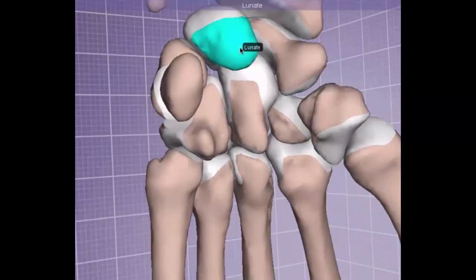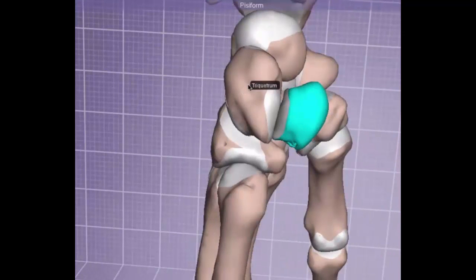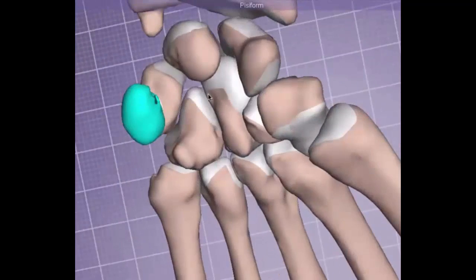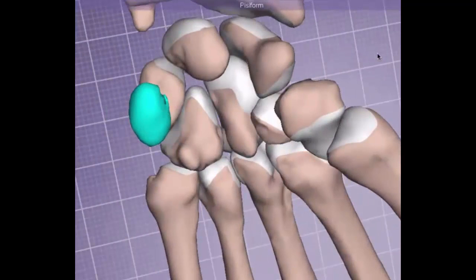Lunate means moon, and as you can see, it is quite similar to a full moon, with a little bit of imagination, of course. The pisiform is a pretty unique bone, because it's the only one that sits right on top of another bone, the triquetrum. Pisiform means pea in Latin, and it looks a little bit like a pea. It's about the size of a large pea as well.